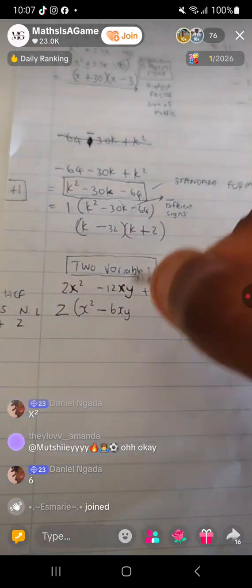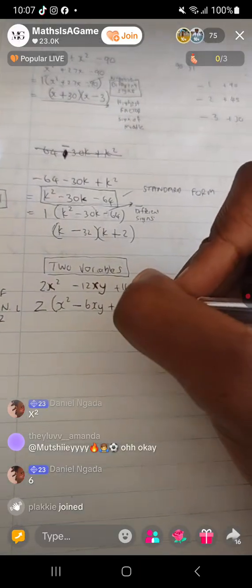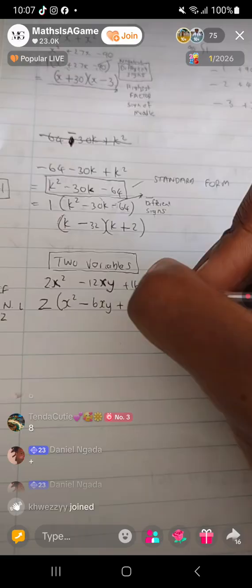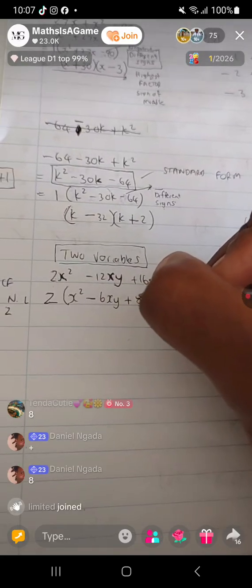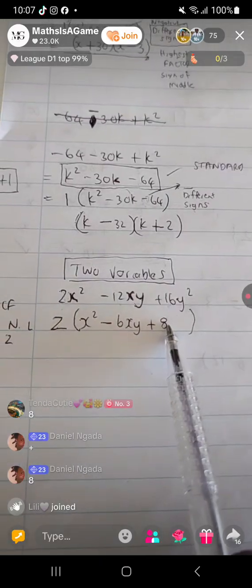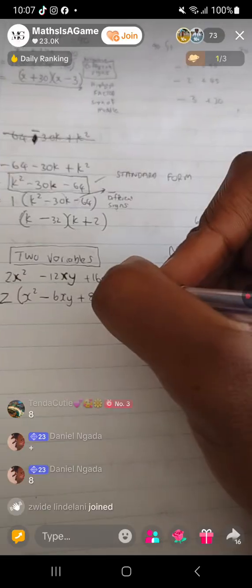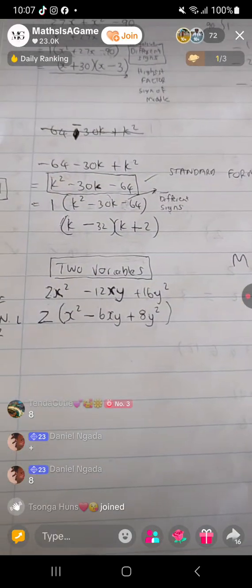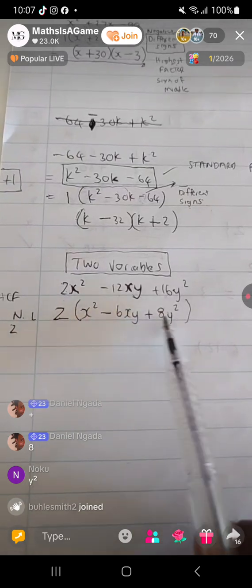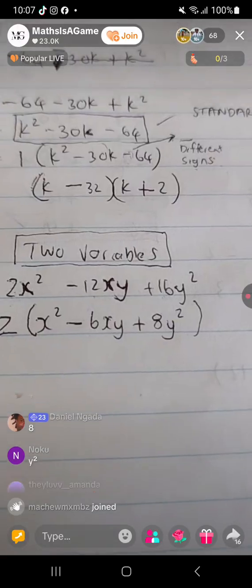Positive times what gives you a positive? Positive sign still. 2 times what gives you 16? Or 16 divided by 2 is equal to what? It is positive, of course, 8. And then 2 times 8 gives you 16. The y squared, there was no y taken out, so y squared basically has to be written there. So we now have the 3 terms inside the bracket, which is x squared minus 6xy plus 8y squared.